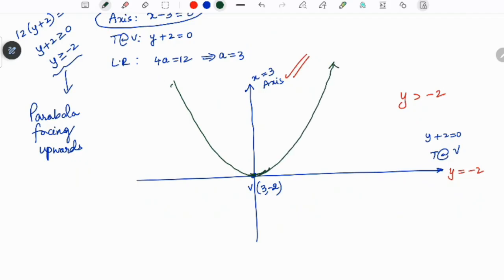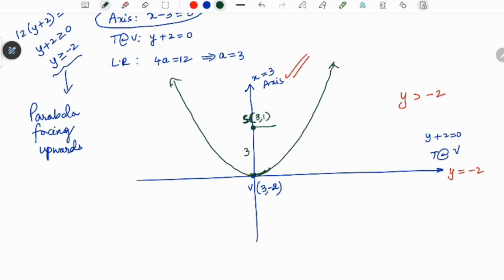Like this. So where is the focus? Now from here it is quite easy for you, right? Focus, what is this distance? a units, a is 3 here. What will be the focus coordinates? From 3 comma -2, you move 3 units above. 3 comma 1. 3 comma 1.